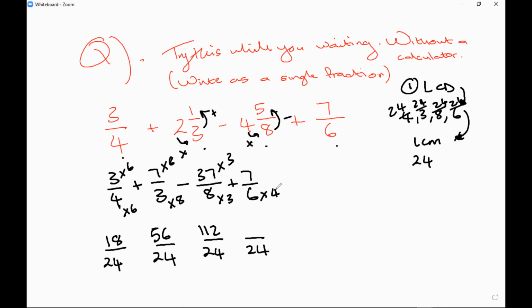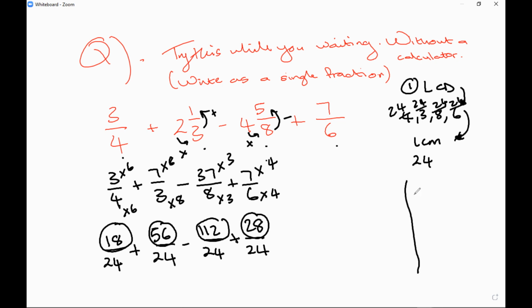Multiply this by 4 to get to 24. So multiply the top by 4 to get to 24. What you multiply at the bottom, you multiply at the top. So that's going to be 28. Plus, minus, and plus. So now I'm going to take these top numbers, plus them, minus that, and then minus that. Maybe we could do that on the side here. Okay, so I've got 18 plus 56. And I could actually plus those three first, and then minus 28 off, minus 112 afterwards.